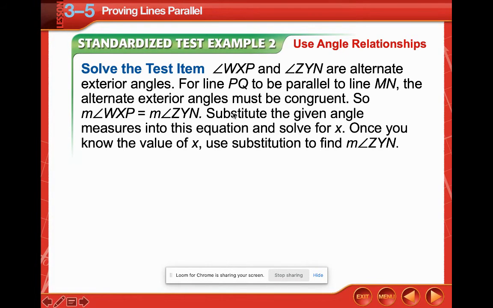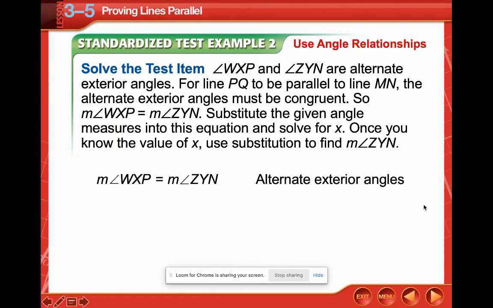All right, for them to be parallel, they have to be equal. Substitute the given angle measures in this equation. Once you have the value of x, you can do the substitution. Essentially, just what Mr. Selby said. So alternate exterior angles. Substitution.